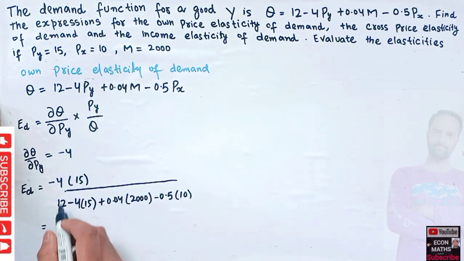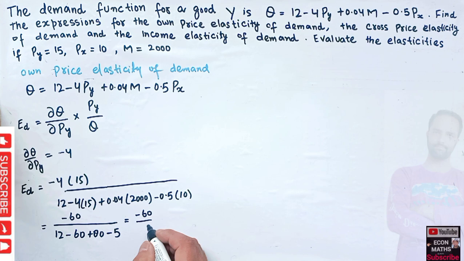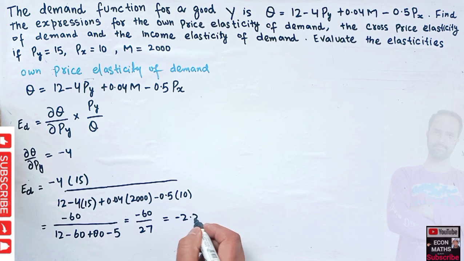Okay, so this comes out to be -4 times 15, which is -60, over 12 minus 4 times 15, which is 60, plus 0.04 times 2000, which comes out to be 80, and 0.5 times 10 comes out to be 5. When we solve this out, this is -60 over this. These numbers add up to 27, which comes out to be -2.2. That means our own price elasticity of demand is -2.2.